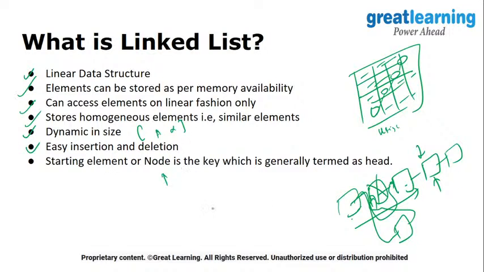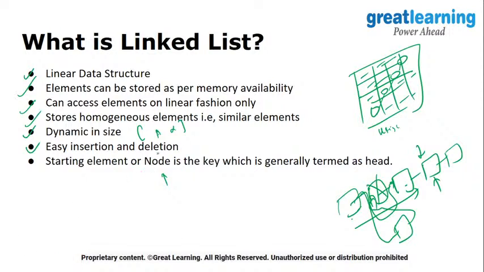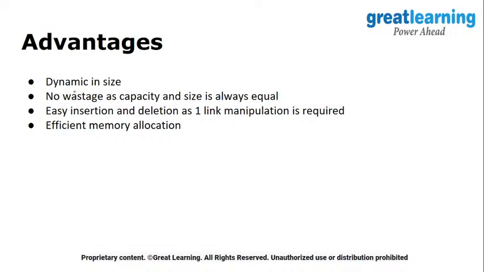The starting node is very important, as this will be the head node, and with the help of this head node you will be able to traverse the whole linked list. Whatever you do, do not change your head node. This is very important. We'll see the implementations as well, and at that time we'll see how to keep track of these things. Now, advantages: dynamic in size, no wastage of memory, easy insertion and deletion just by manipulating one link, and efficient memory allocation.